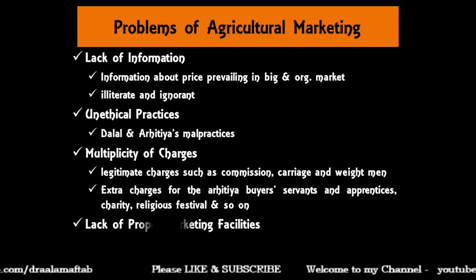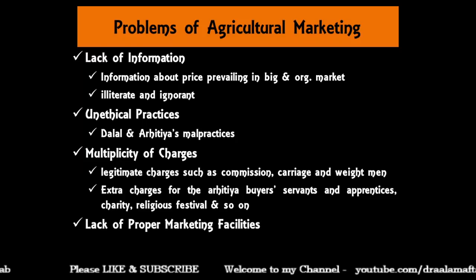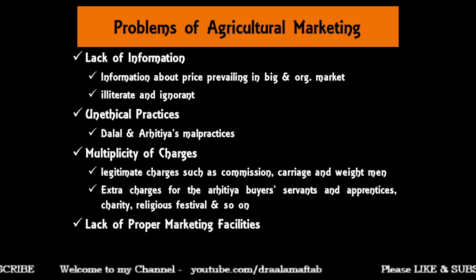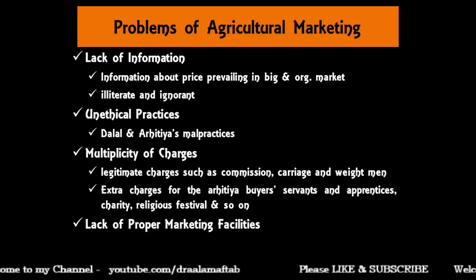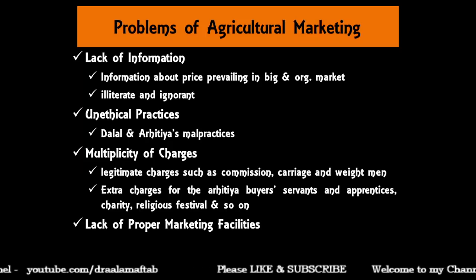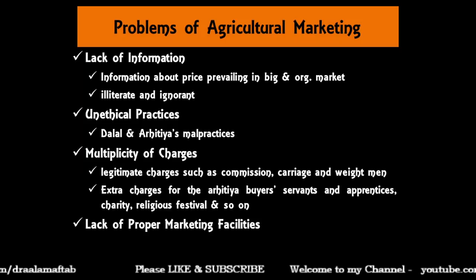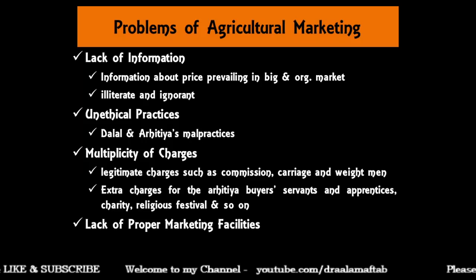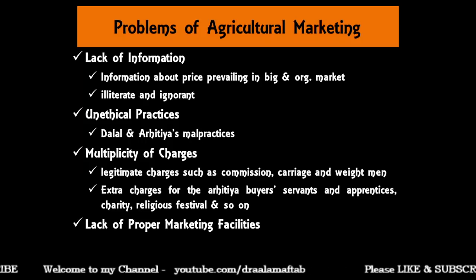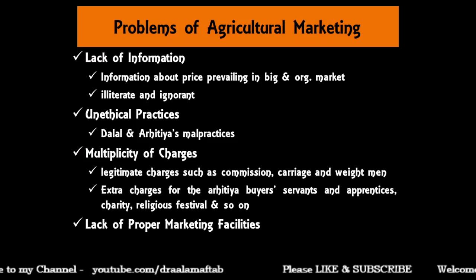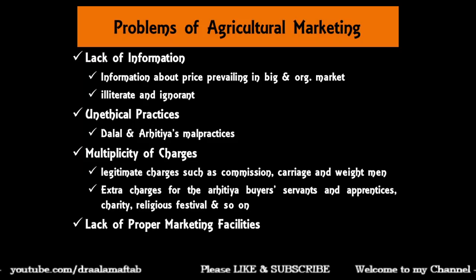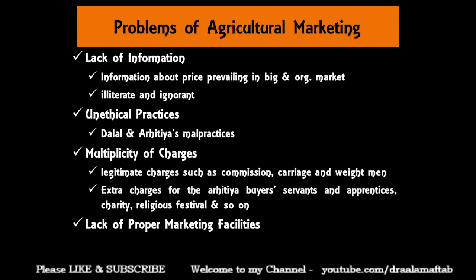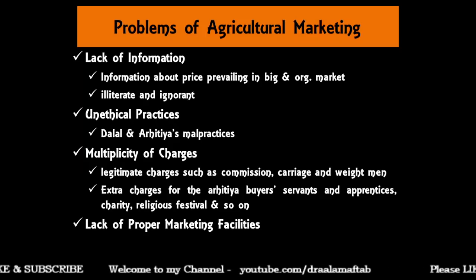The next problem in agriculture marketing is the lack of proper marketing facilities itself. There is a lack of marketing facility. It is not at the disposal of the farmers. One thing is that their produce is so small that they are unable to market it. They sell it then and there. That is another problem. And even if a few farmers come together, their produce is still small because most of the farmers are marginal and small farmers.